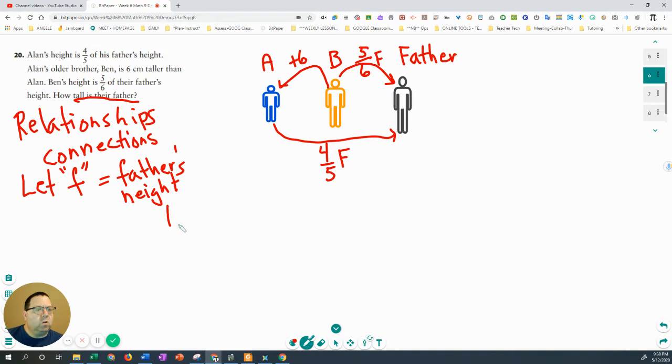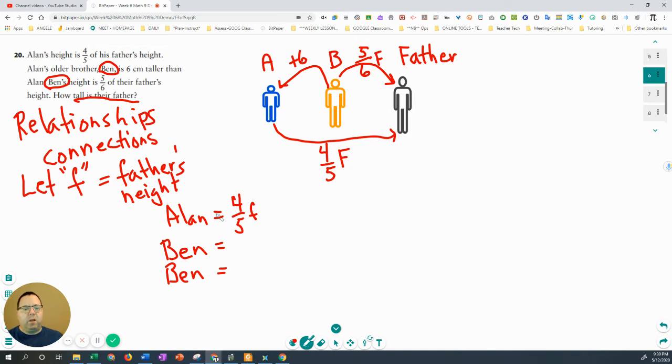So Alan is 4/5 of F. Now watch this. Ben, who is mentioned twice here? Ben is mentioned twice. So guess what? We can write two statements about Ben. This is key. Usually when you're doing these height questions, there's going to be someone who is the key to solving it. In this case, it's the one that's mentioned most.